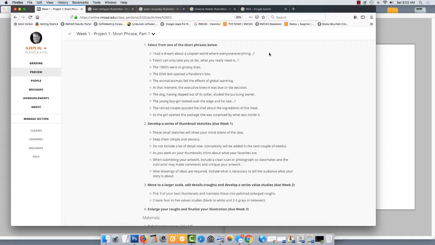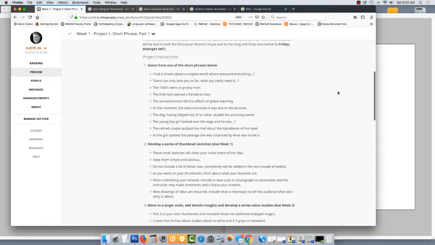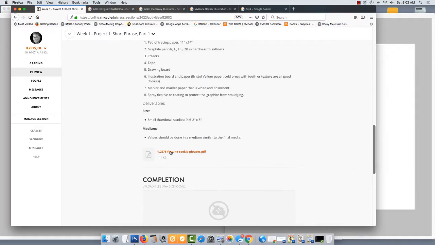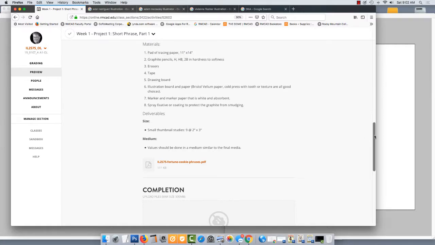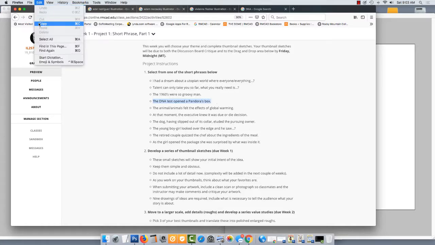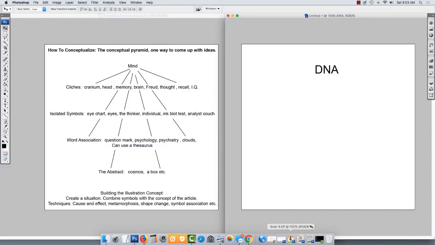In this class, our first assignment is for you guys to select one of the short phrases below to illustrate only in black and white. You can also select one of the fortune cookie phrases, and it's in this PDF down here. So basically, I am just going to select one of these randomly, and let's just use "The DNA test opened a Pandora's box" as our concept for today's little thing. So let's go over to Photoshop.